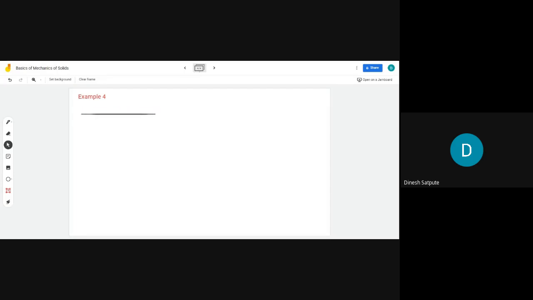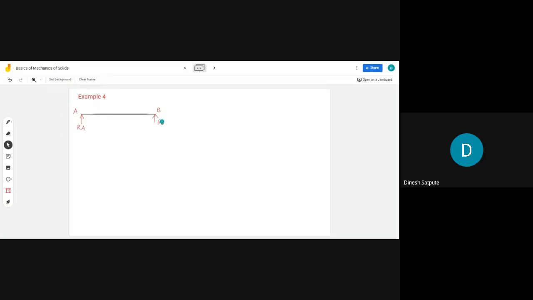This is the beam, which is beam AB, and as it is a simply supported beam, it will have two reactions at the support. Those who have seen my previous lecture will understand why we take only vertical reactions in a simply supported beam. So this reaction we will call RA, and this reaction we will call RB.